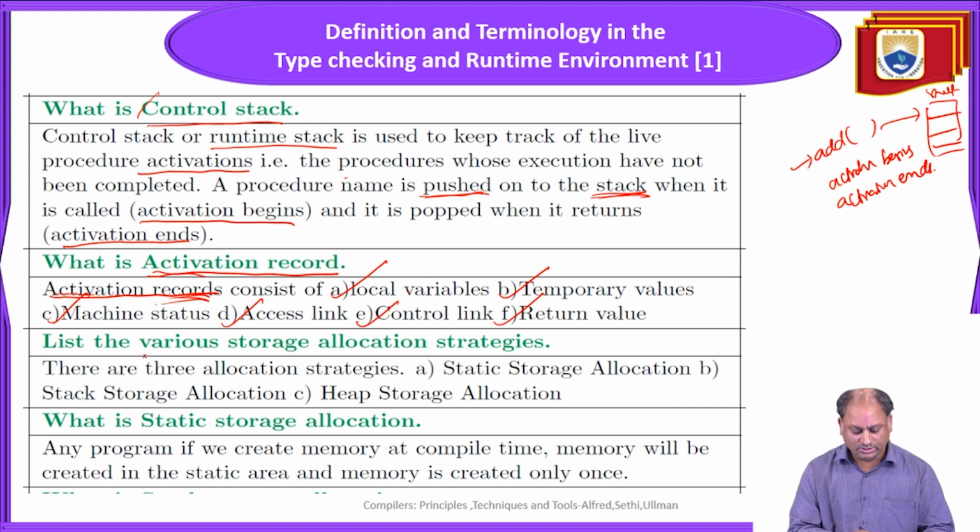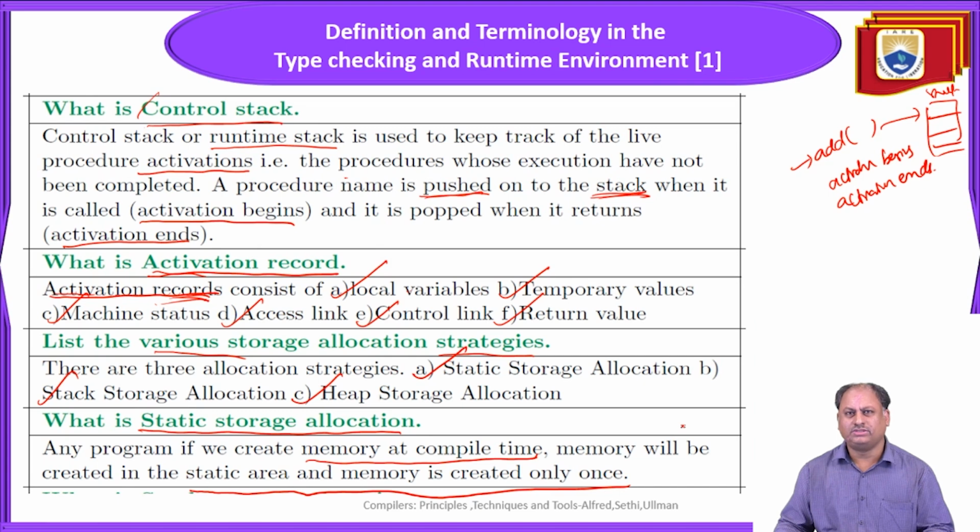Okay. Next, list the various storage allocation strategies. We know that they are static storage allocation, stack storage allocation, and the third one is heap storage allocation. These are the three allocations. What is static storage allocation? Static storage means we can create memory only at compile time. That means it is the area called the static area, and memory is created only once.